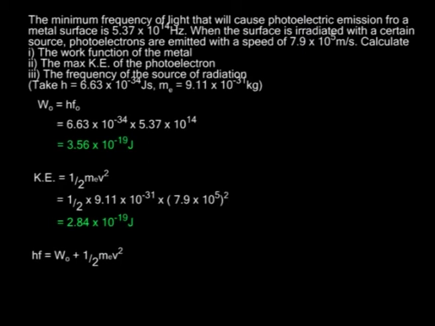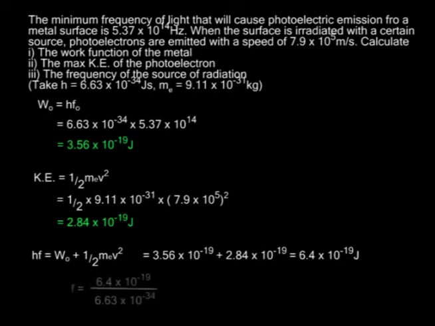We already have hf naught, which was equal to the work function, that is 3.56 times 10 to power negative 19, and we also have the kinetic energy, 2.84 times 10 to power negative 19. If we add those two, we get 6.4 times 10 to power negative 19. To get f, we divide by Planck's constant, and if we do that, we get 9.65 times 10 to power 14 hertz.